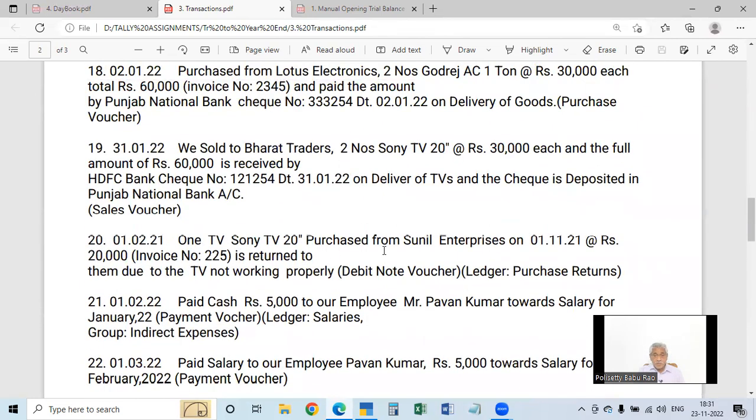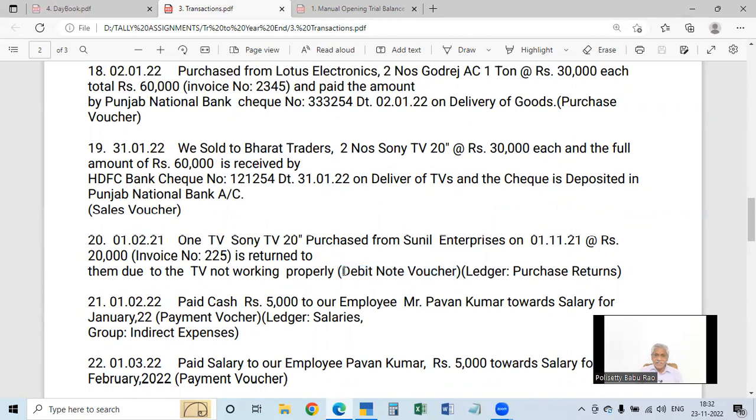One TV purchased from Sunil Enterprises is returned to them because the TV is not working. Just like previously we had sales returns, now when we purchased goods from Sunil Enterprises, out of that one 20 inch Sony TV is returned to them. That means we are returning our purchases. It is to be entered in purchase returns. Purchase returns are entered in the debit note voucher. If you click Alt F5, you will get the debit note voucher. That will definitely be activated.